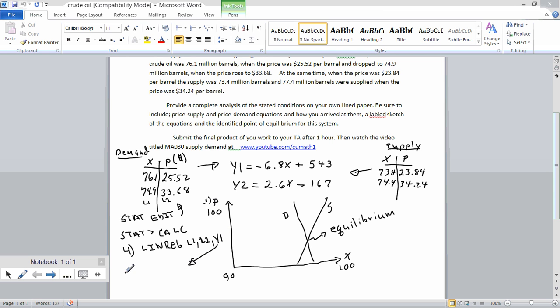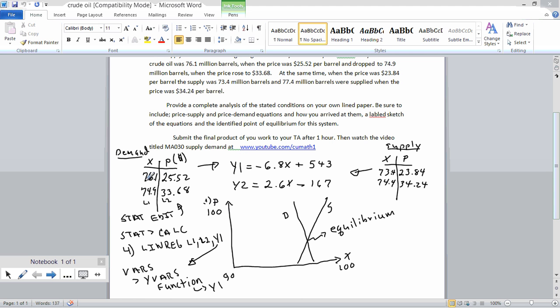You hit the VARS button, and then you arrow over to Y vars. From that list, you select function. And from the function, you pick Y1, which sends you back to the main screen. You hit enter, and this is the equation I came up with.